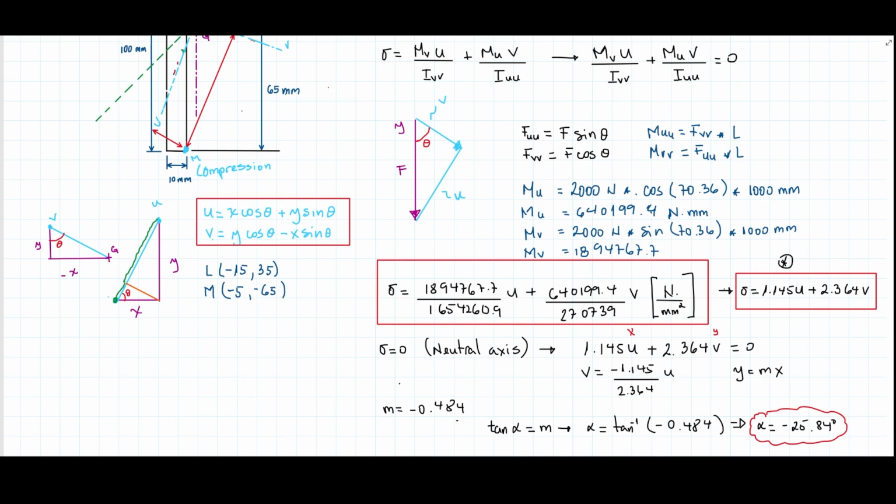Now, let's calculate the coordinates u and v of these points. For example, point L. If I'm going to study point L, I know that u equals what? It's going to be minus 15 times the cosine of theta, which is 70.36, plus 35 times the sine of theta, which is this again, 36. Then u is going to be equal to, let's go to GeoGebra here.